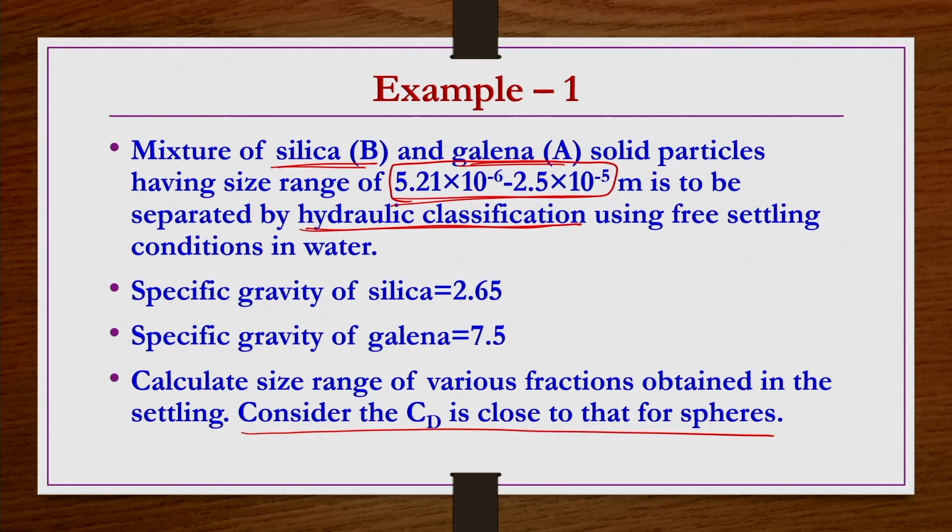So, we need to find out the size range, that means dPa divided by dPb, depending on which regime the particles are settling. First you have to find out which regime the particles are settling in, because if it is Newton's regime, then this ratio is different. If it is Stokes regime, then it is different. So, we have to find out that regime first.